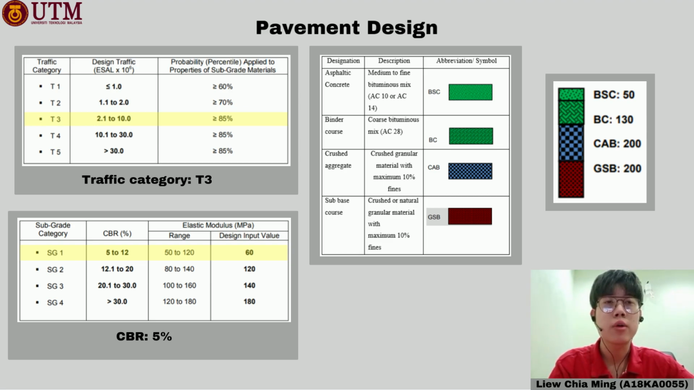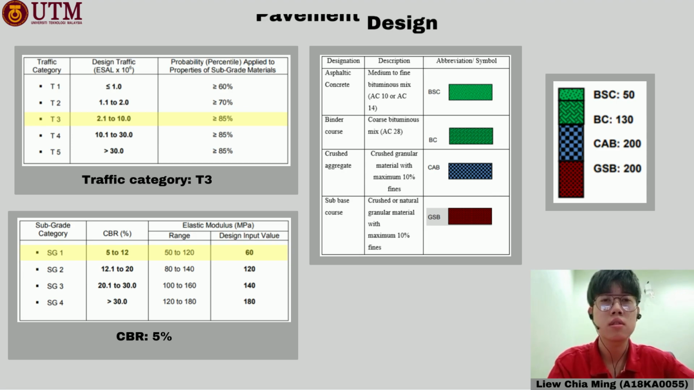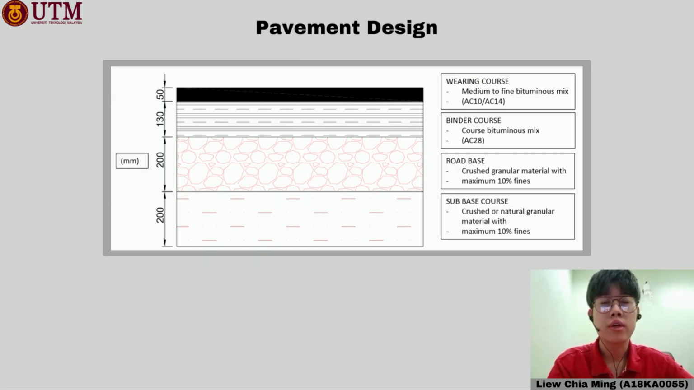The above diagrams have shown the location of road pavement and their respective thickness. Here is the pavement design proposed for the route, and there are 4 layers proposed, which are sub-base course, road base, binder course, and bearing course. The description and the pavement thickness of each layer are shown in the slide.